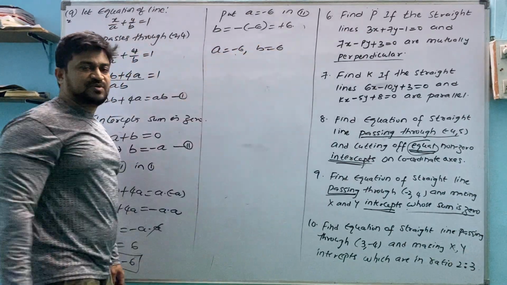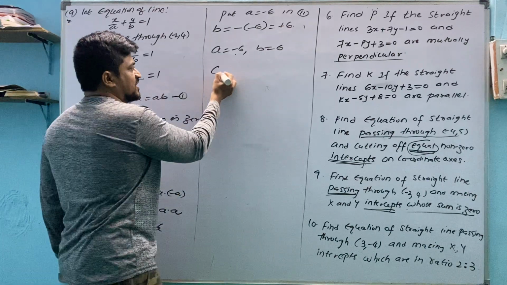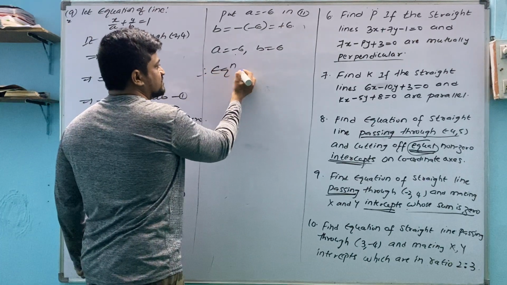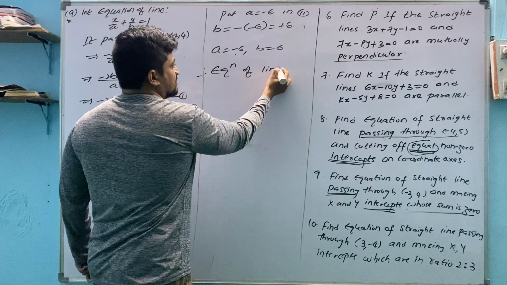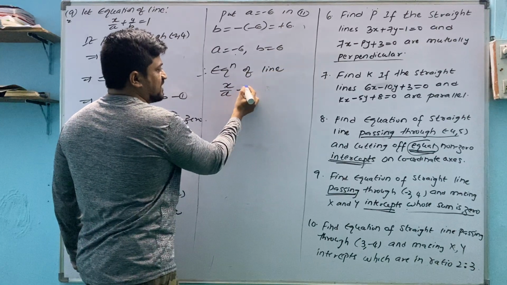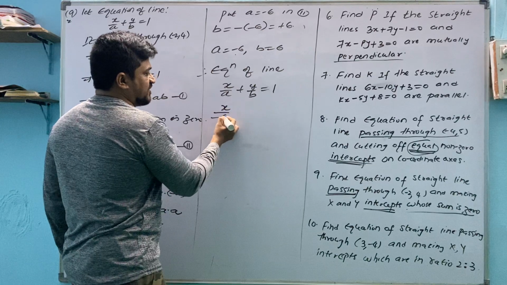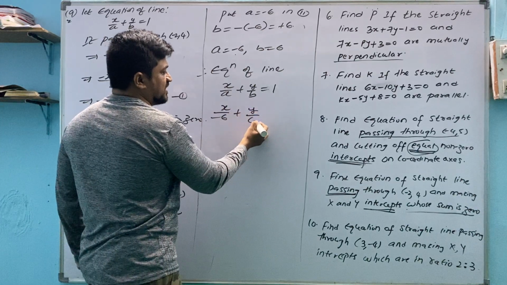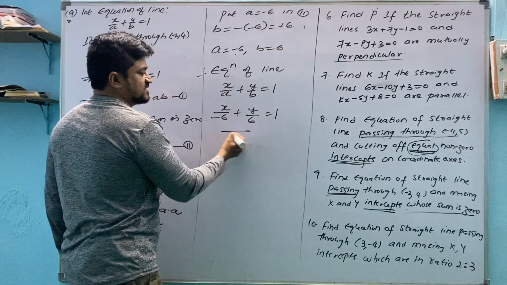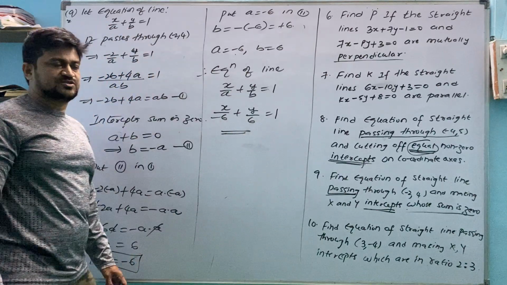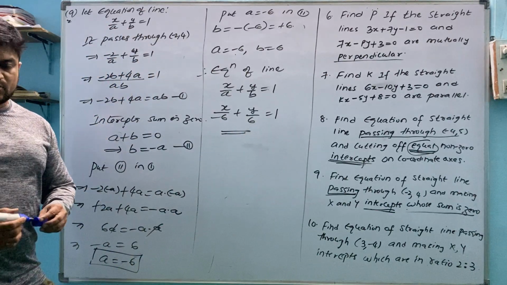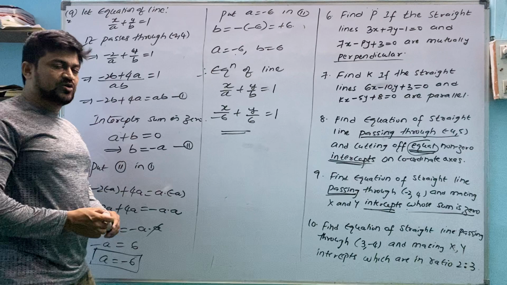Once we have A and B values, you can write the equation of the line. Therefore, x by A plus y by B is equal to 1. X by A value plus y by B value is equal to 1. This is it. You can simplify further also, but I am leaving it up to that mark because for 2 marks that is more than enough.